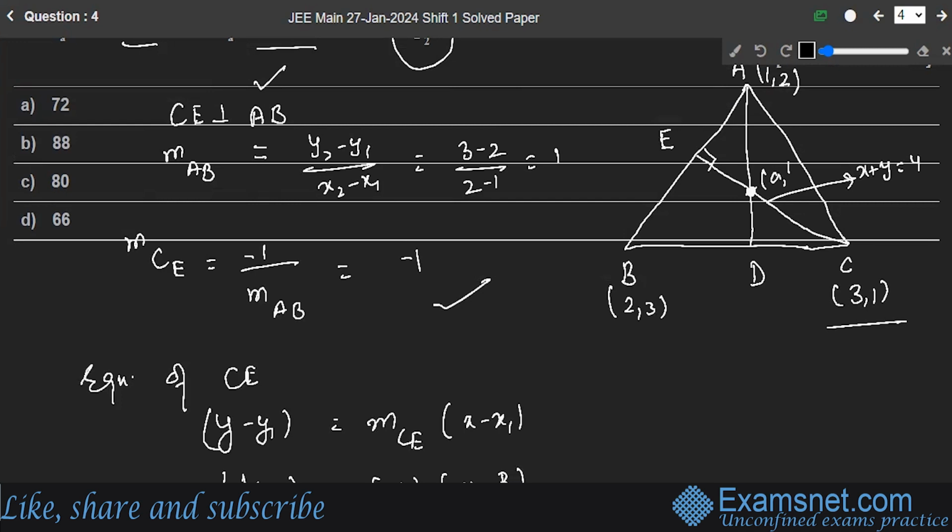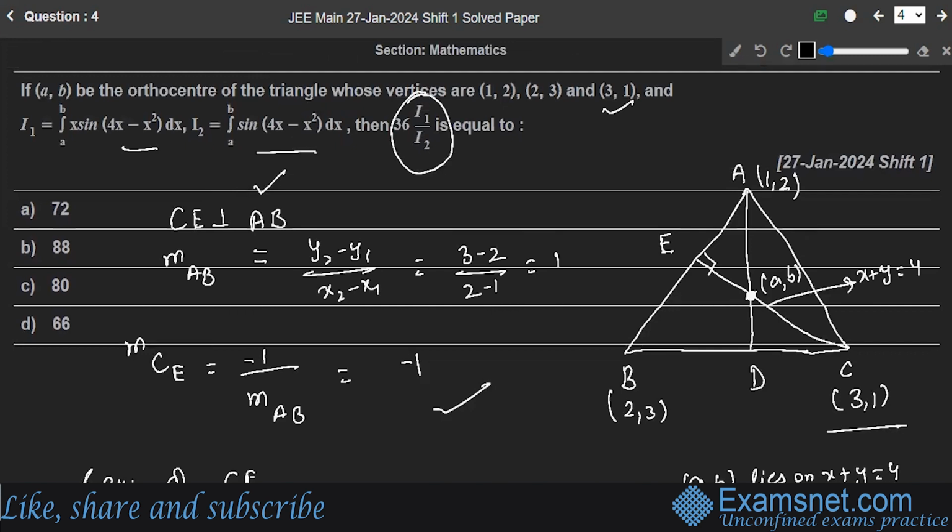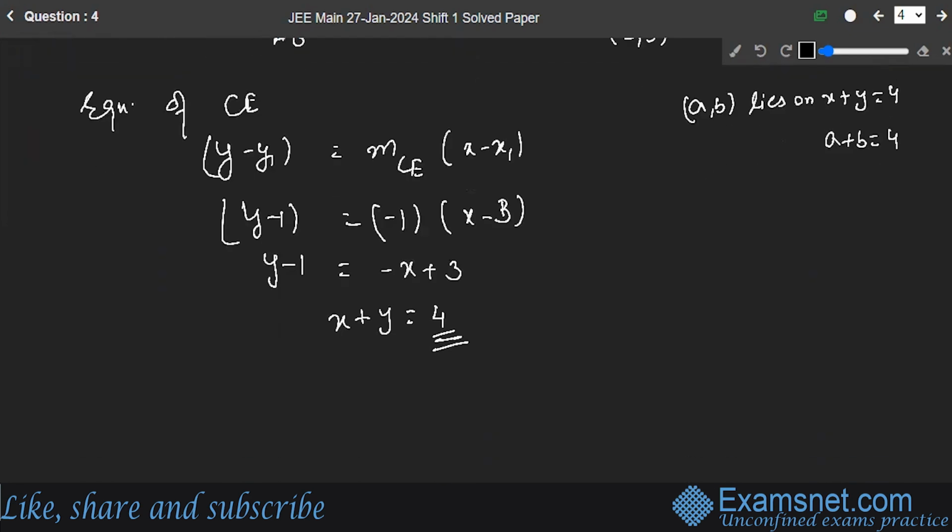Now, let the orthocenter be given by (A, B). So the orthocenter lies on the line x plus y is equal to 4. So that means you have A plus B is equal to 4. Correct? We still have to find out the coordinates of the orthocenter, but we are also given I1, this integration and this integration. Let's write down the two integrations first.